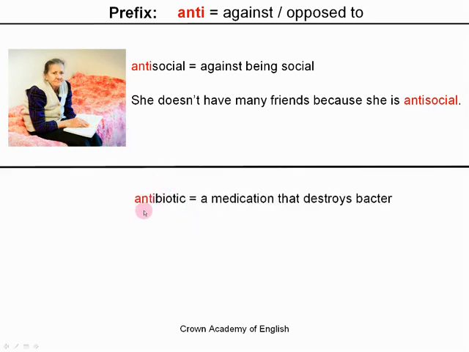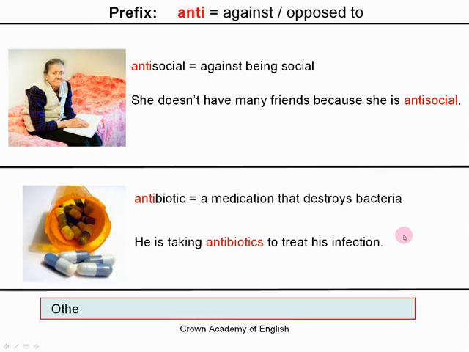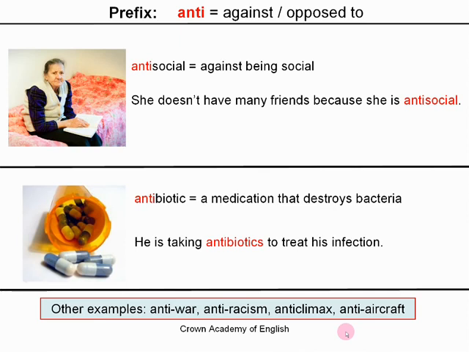Example 2, antibiotic. This is a medication that destroys bacteria. So a medication that is against bacteria. He is taking antibiotics to treat his infection. Other examples with anti are anti-war, anti-racism, anti-climax, anti-aircraft. And for all the other examples, I ask you to look in the dictionary for the meaning. Okay?